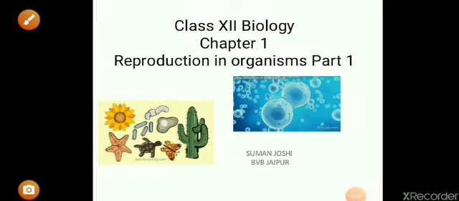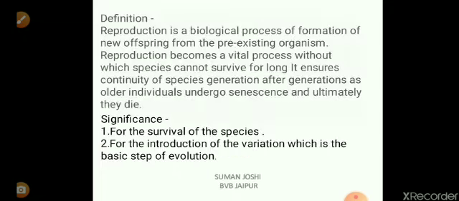Good morning, students. Today we are starting with our first chapter of class 12th biology, that is reproduction in organisms. First, we'll see the definition. Reproduction is a biological process of formation of new offsprings from the pre-existing organisms. And it is, of course, a vital process without which species cannot survive for long. And it ensures the continuity of the species generation after generation.